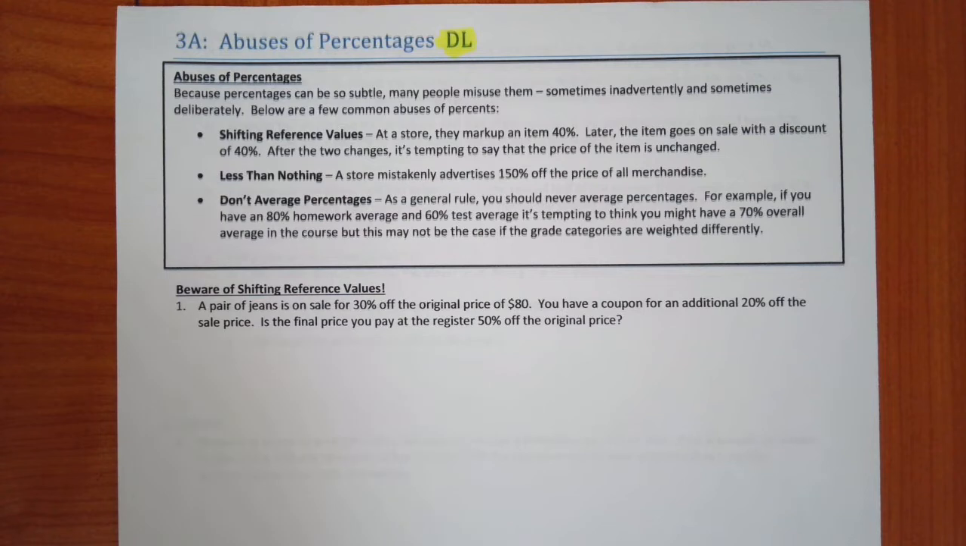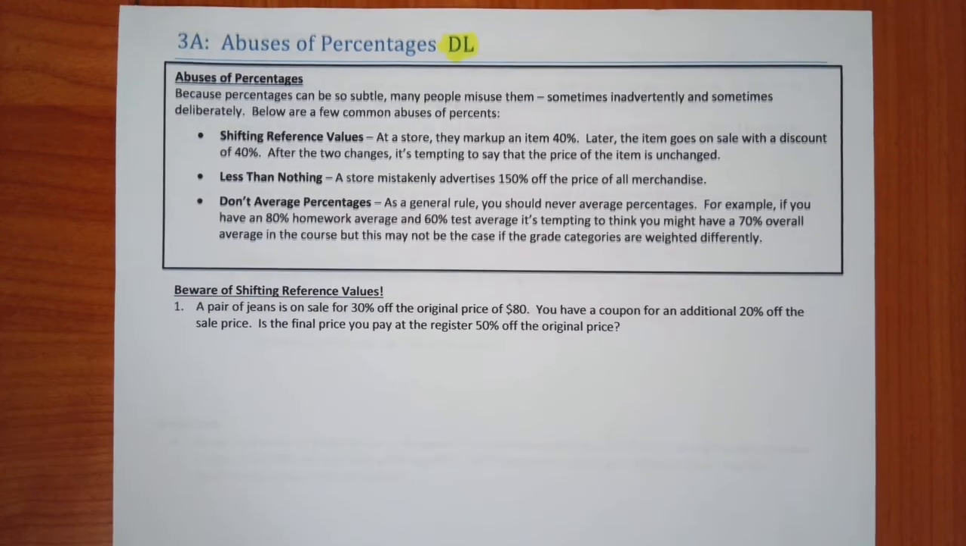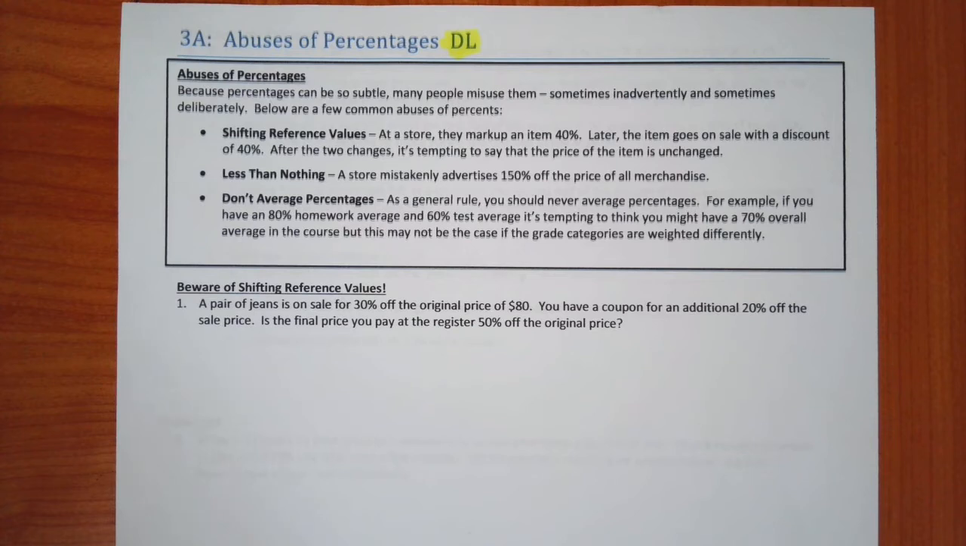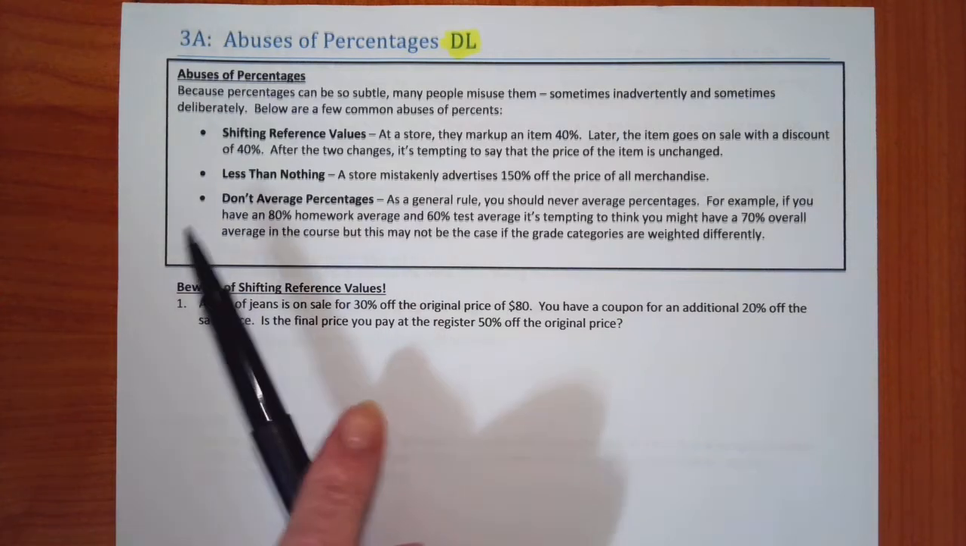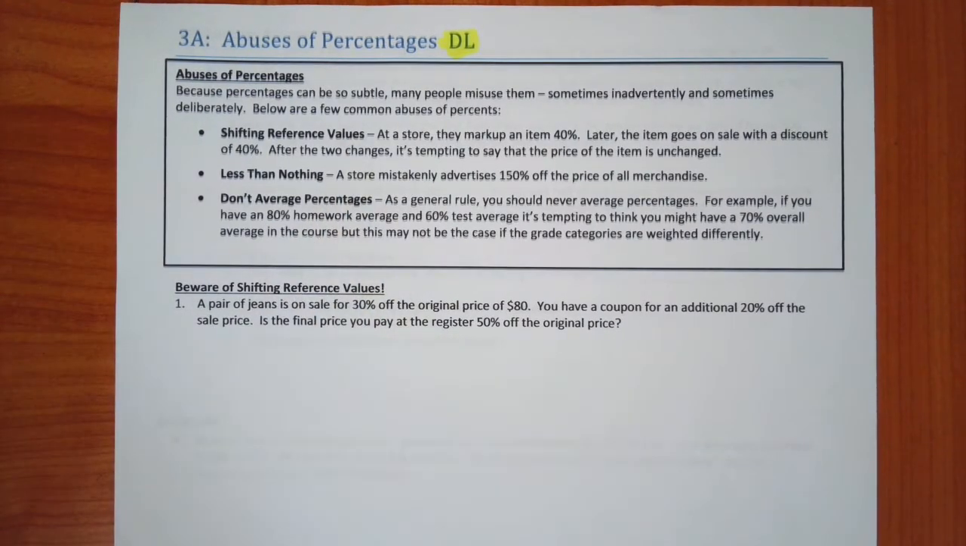The second one is less than nothing. And that would be when a store mistakenly advertises 150% off the price of all merchandise. You can't discount it more than 100%. Or, well, you can, but then they owe you money. This one is a little more subtle.